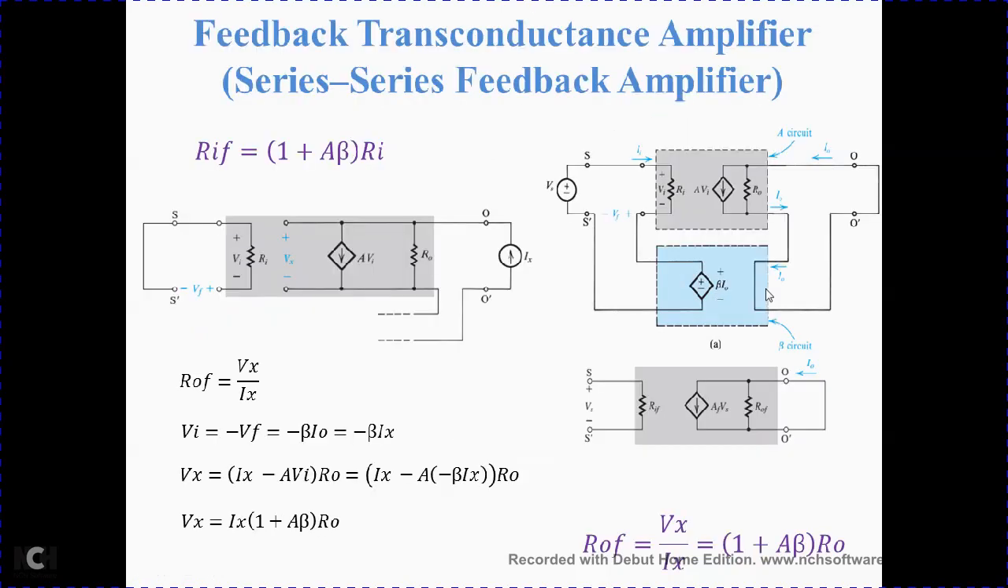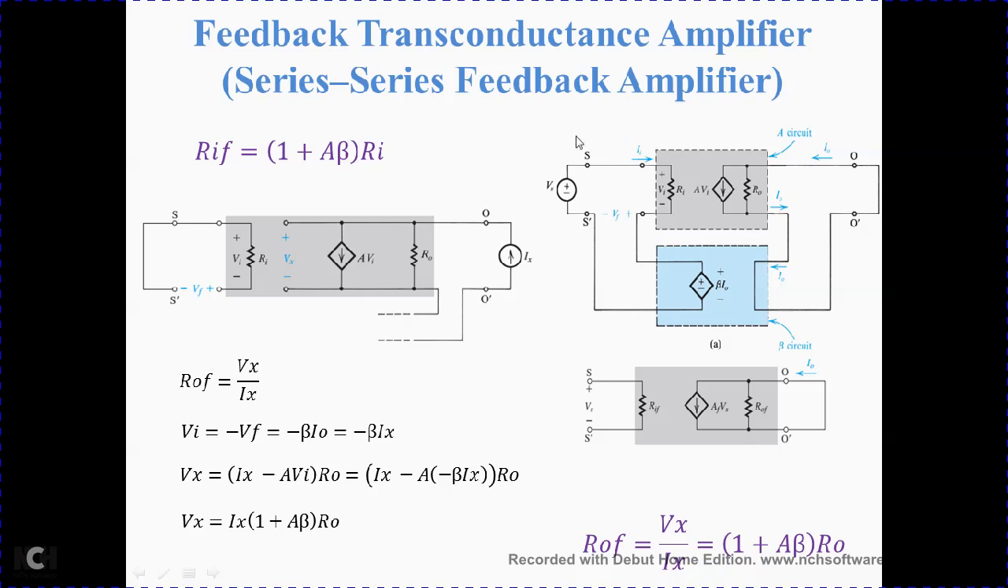Now let's take another amplifier, the transconductance amplifier, where input is a voltage and output is a current. We know that, right? You can see the equivalent diagram of that. This is the equivalent circuit of this. And here the input resistance with feedback is directly given by 1 plus A beta into Ri.